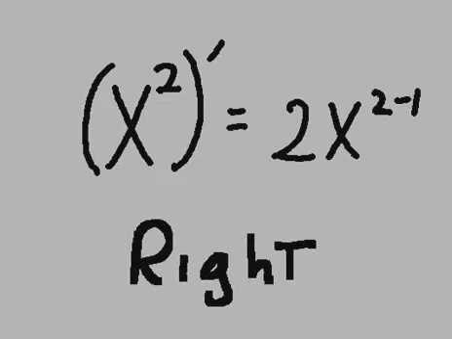X squared prime would be equal to 2 times x to the 2 minus 1 power. That's correct. X is a variable. 2, the number, is the exponent. So you would take the derivative by placing the exponent in front of the variable x as a coefficient and then subtracting 1 from the exponent in the exponent position. That's the correct way to do it.